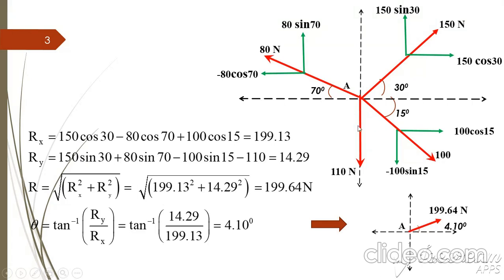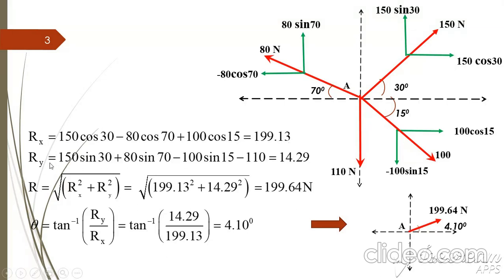Now after resolving all the forces into horizontal and vertical components, let's find Rx, where Rx is the algebraic sum of all the horizontal components. So Rx equals the first horizontal component, 150 cos 30, then minus 80 cos 70, again plus 100 cos 15, the positive component. The horizontal component of 110 is 0. Solving this we get Rx equals 199.13.